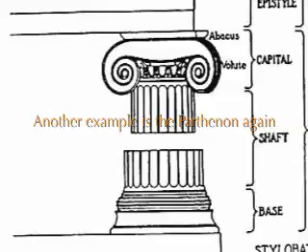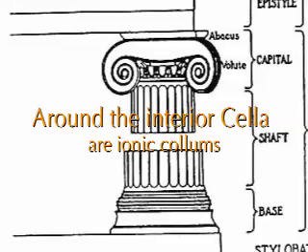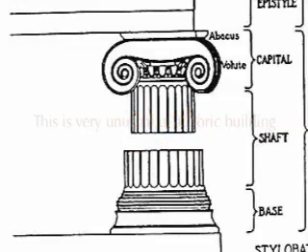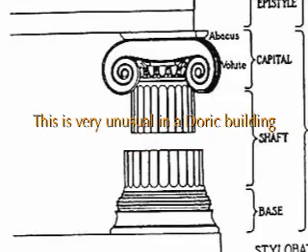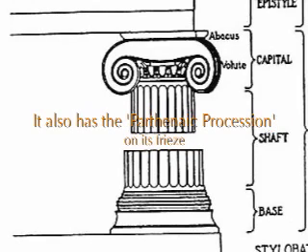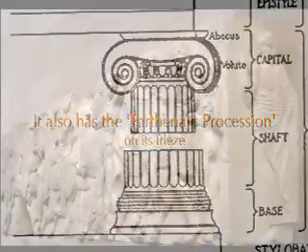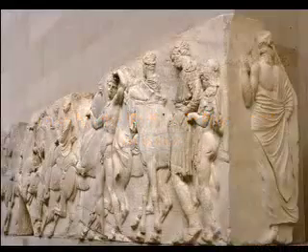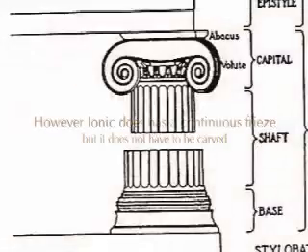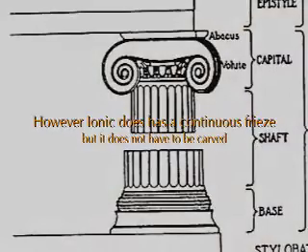Another example is the Parthenon again. Around the interior cella are Ionic columns. It's very unusual in a Doric building to find a mixture of the orders. It also has the Parthenon procession on its frieze, which is now in the British Museum in London. Ionic does normally have a continuous frieze, but it does not have to be carved.